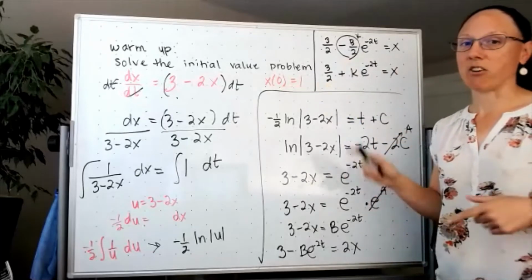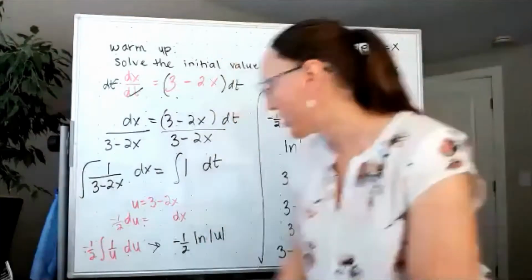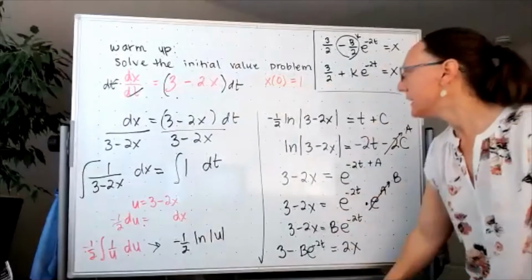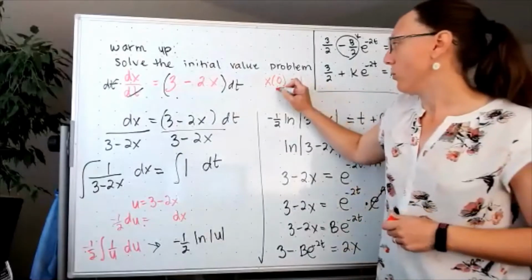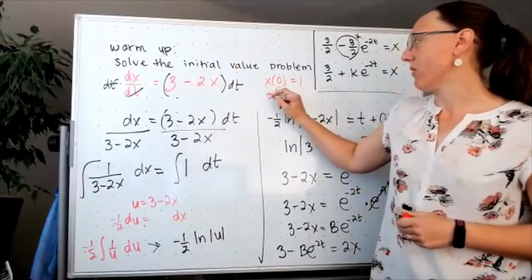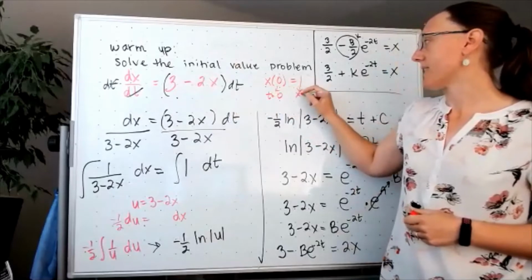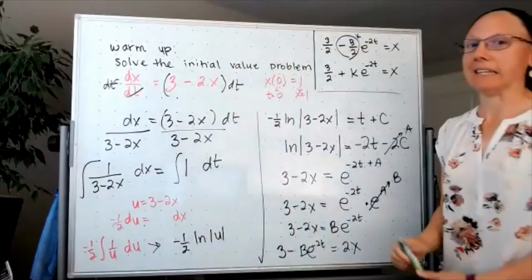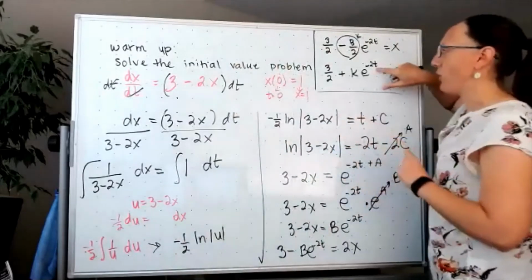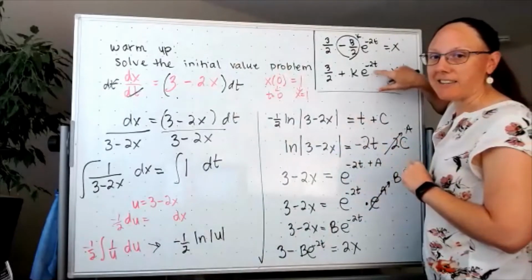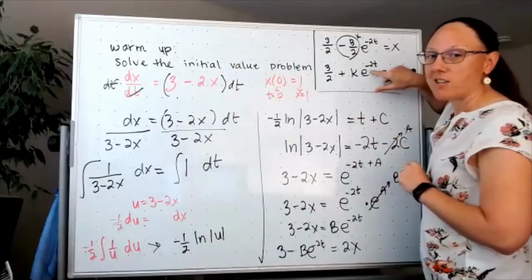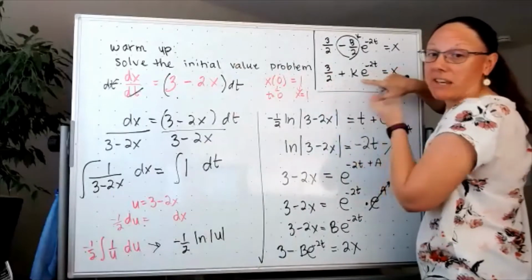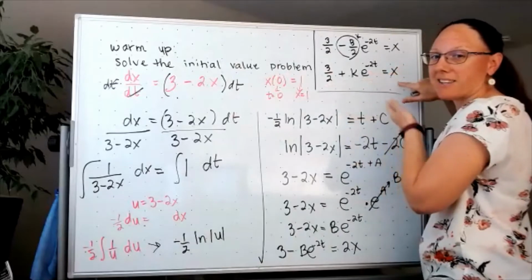Well, if x of 0 is 1, then notation-wise, that's telling me when t equals 0, x equals 1. And I bet we can do this in our head. So when I plug in 0 for t, e to the 0 is 1. So this becomes 3 halves plus k is equal to x. Now I'm going to write it out.